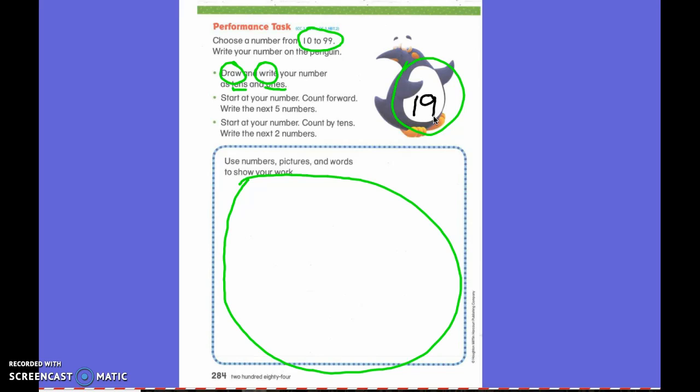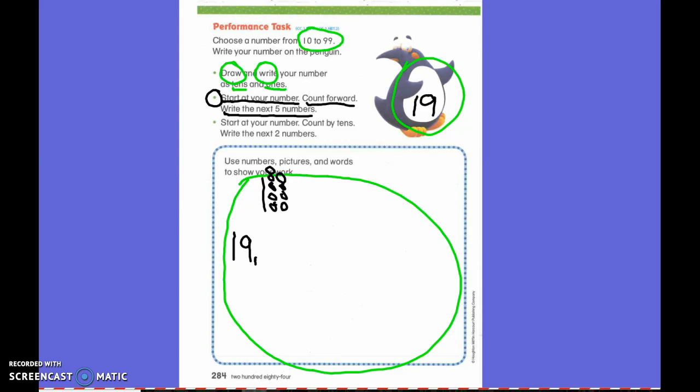I'm going to show you to help you with this next one, okay? It says start at your number. So I drew my number right here, right? You drew your number, correct? So now I'm going to start at my number. This is something completely different. I'm going to start at my number, and then I'm going to put a comma. What does the comma tell me? It's a different number. You're exactly right. So it says start at your number and count forward. Write the next 5 numbers.